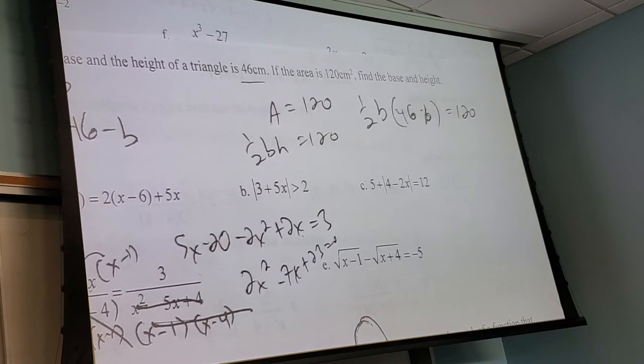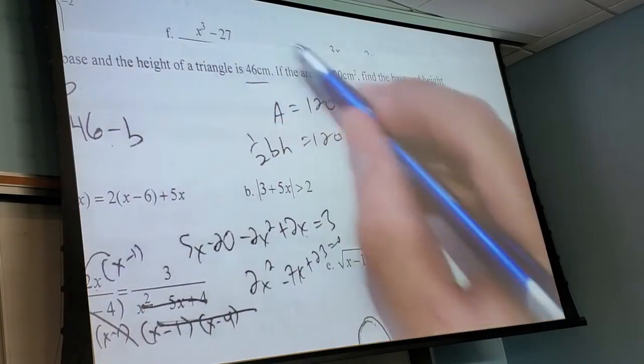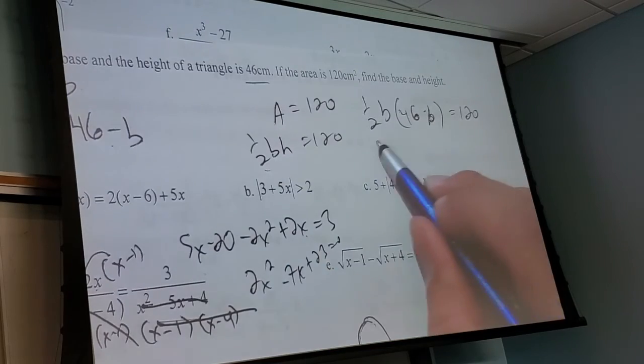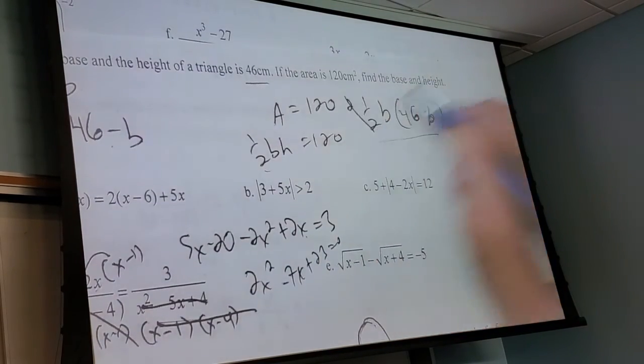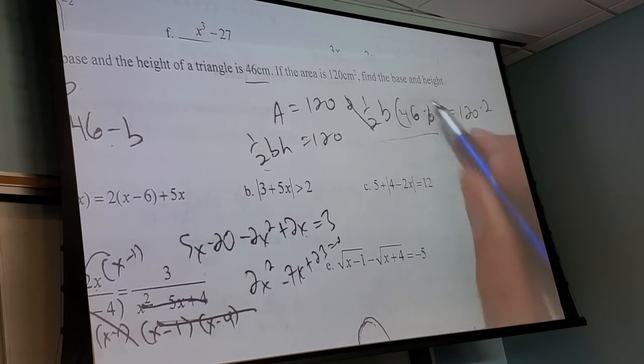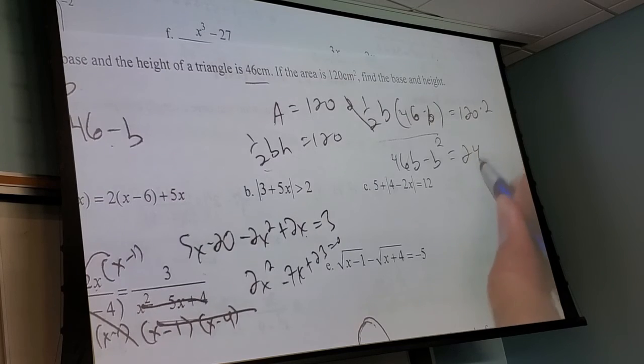Are you guys with me on this? Do you guys see how I just put this together? I identified the parts. I gave them names, math names. I set up the equation using those math names, and now I just solve the equation. So I can multiply by 2, and then I can distribute the b. So I get 46b minus b squared equals 240.